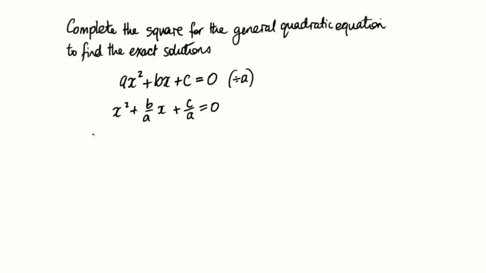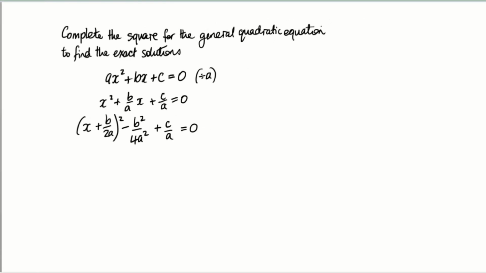Following the steps that we've been talking about, I put half as much in here for the number as the x coefficient, so that's b over 2a squared. That will bring in a b over 2a multiplied by a b over 2a, so I subtract b squared over 4a squared, and the plus c over a is still there. I now need to move this from here, so I'm going to add b squared over 4a squared and subtract c over a.